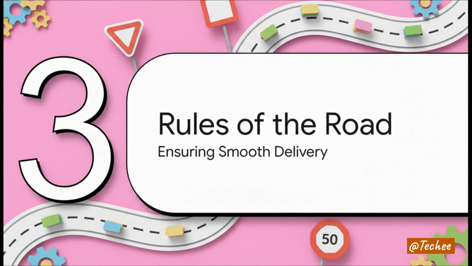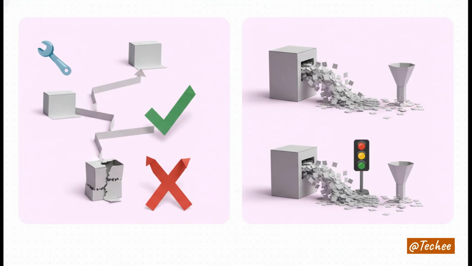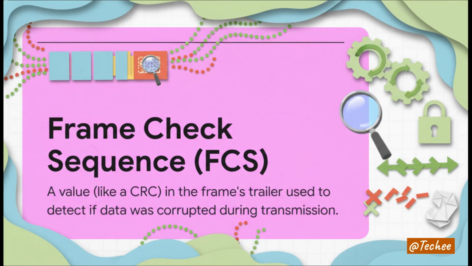To make sure that local delivery is smooth and reliable, it also has to enforce a couple of really important rules of the road. And these two rules are error control and flow control. To put it simply, error control is all about checking to see if the data got damaged along the way. And flow control is about making sure a fast sender doesn't send information way too quickly for a slow receiver to handle.